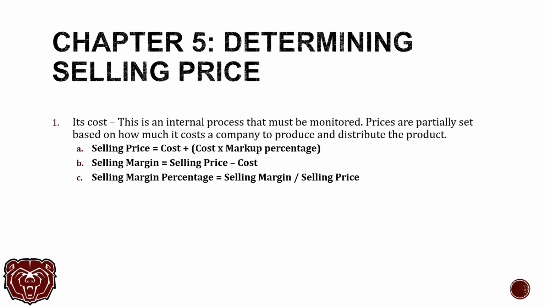Okay? Here we can see a few different ways of calculating that. So selling price is your cost plus your cost times your markup percentage. Then your selling margin would be your selling price less your cost. That's very similar to our contribution margin formula. And then your selling margin percentage is just your selling margin divided by your selling price.